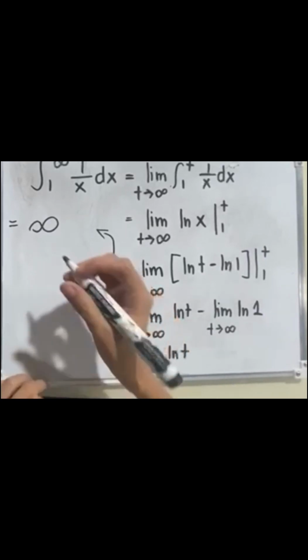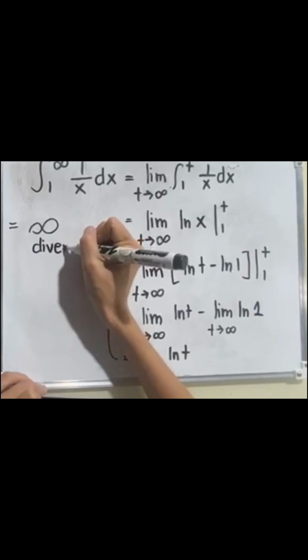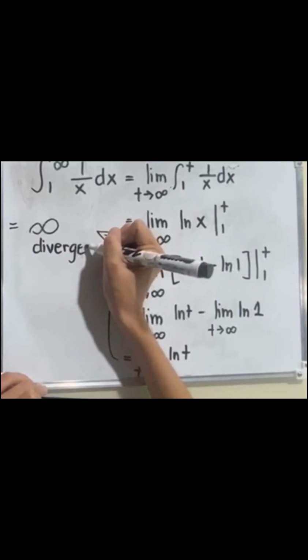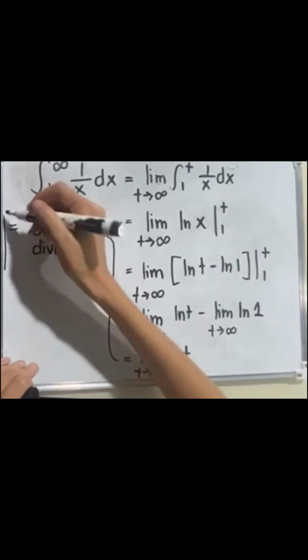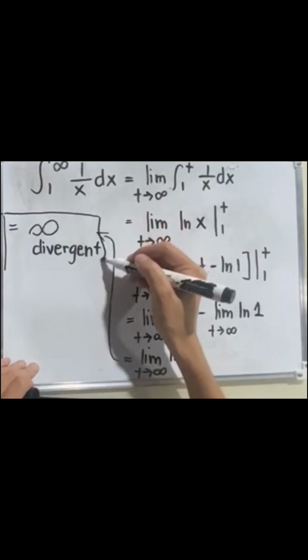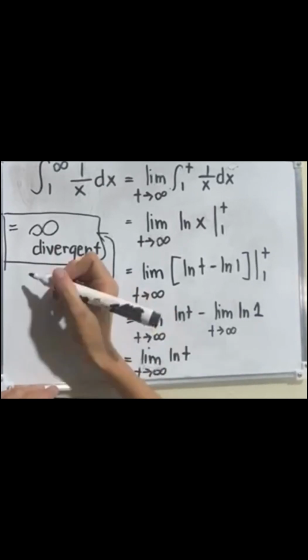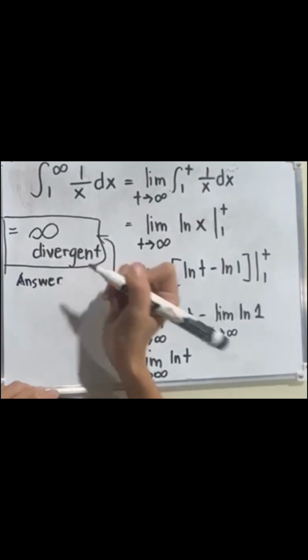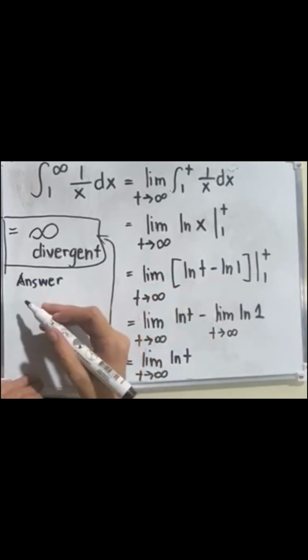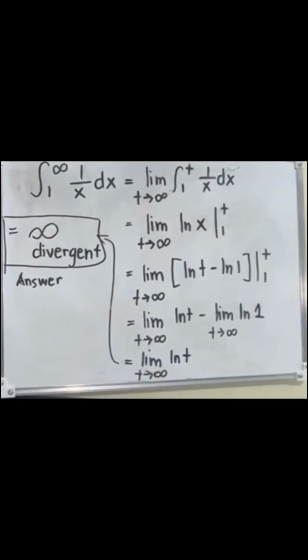So let's substitute positive infinity for t. So ln of positive infinity, the answer is positive infinity. Again, if we get the answer of infinity, it is divergent. And if it is a whole number, then it is convergent. Okay?